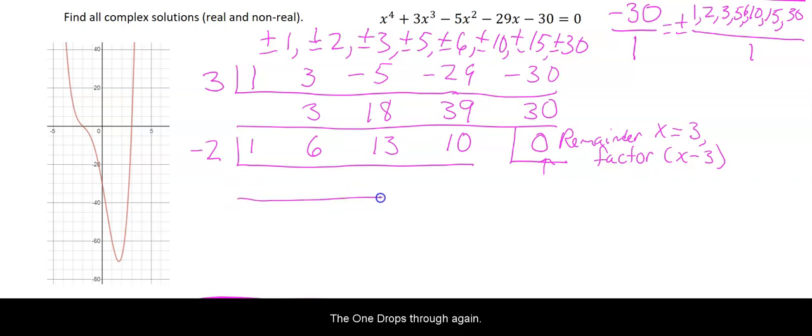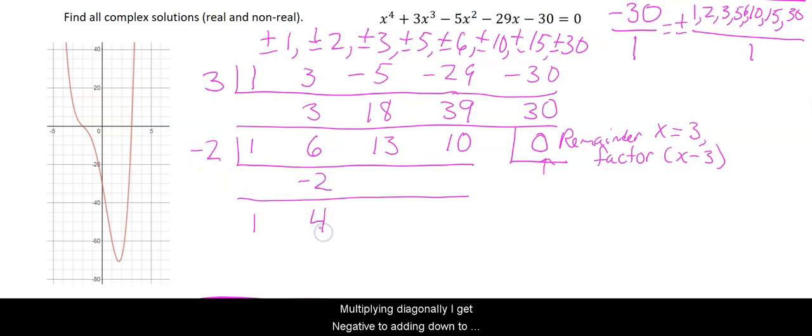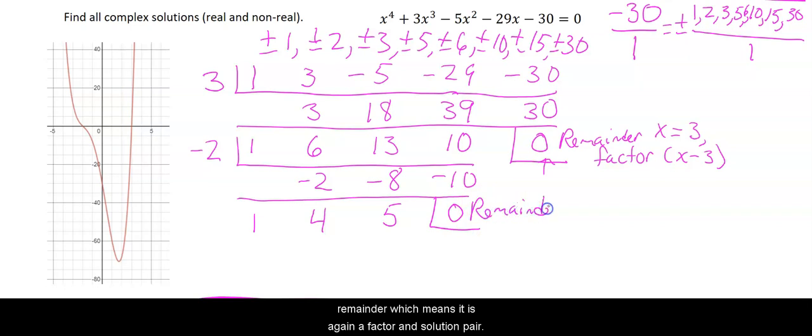The 1 drops through again. Multiplying diagonally, I get negative 2. Adding down, I get 4. Multiplying diagonally, I get negative 8. Adding down, I get 5. Multiply diagonally, I get negative 10. Adding down, I get 0 remainder, which means it is again a factor and solution pair.